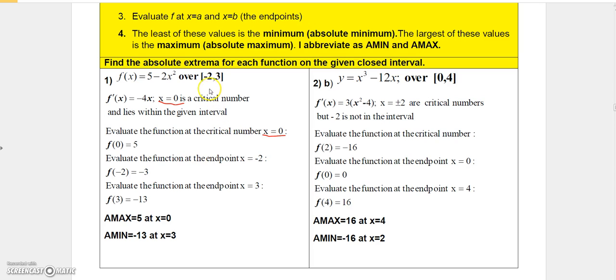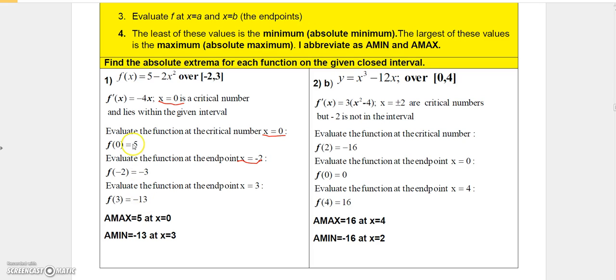Now, also test it at each endpoint. So plug -2 into the function, and I get 5, let's see, -2 squared is 4, so I get 5 minus 8, which is -3. And then the other endpoint is 3, so when I plug 3 in, I'm going to get 5 minus 2 times 9, which is 5 minus 18, which is -13.